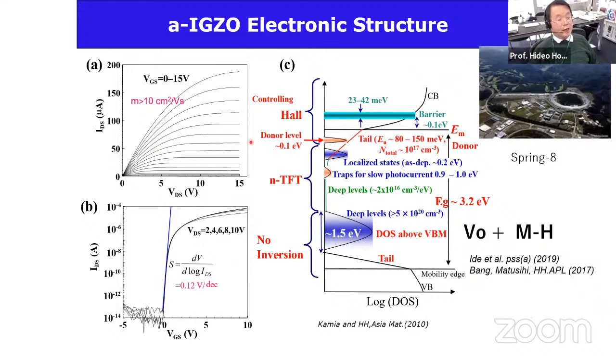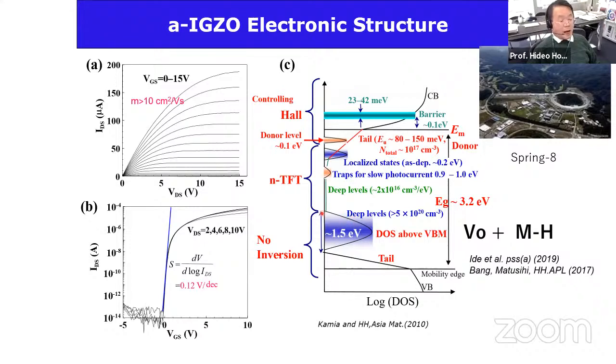Okay, this is the current understanding of the electronic structure. This is the conduction band, this is the valence band top, and the Fermi level is located here. Fortunately, around the Fermi level there is no big DOS around here. That's why we could upshift the Fermi level from here to here. But we detected a pretty huge DOS above the valence band top.